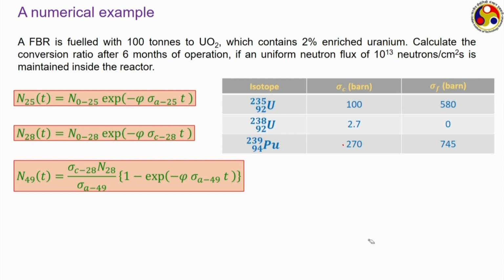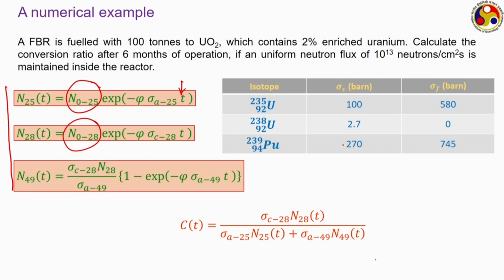So, using this, our time period, this T, is 6 months in this case, and as we already know the molecular weight or the mass number for all these three isotopes, we can always calculate the values of N025 and N028, and phi and all the sigma values are given. So, at the end of 6 months of operation, we can calculate the values of these three quantities, and now the conversion ratio at any time is given like this. So, using this you can calculate the conversion ratio. I am leaving this to you. Please try to solve this problem, and if you face any issue, then you can get back to me.